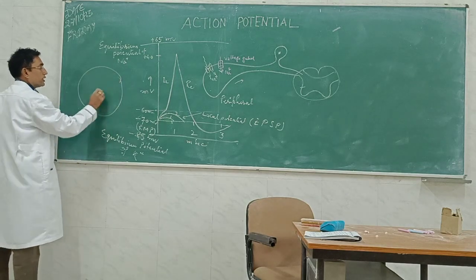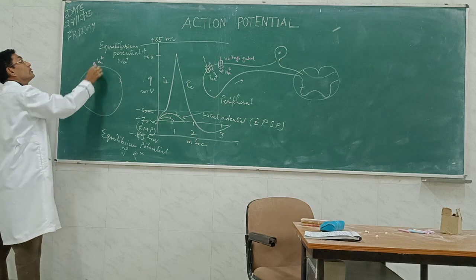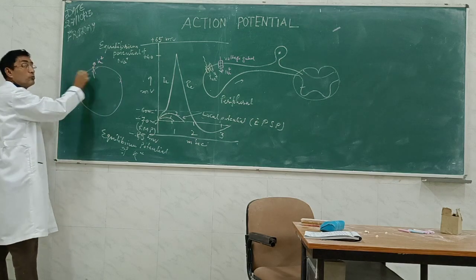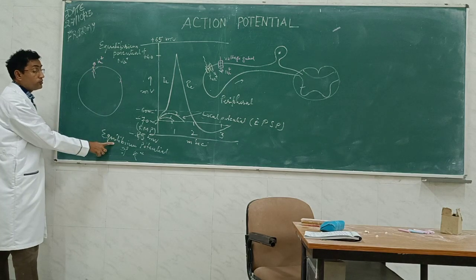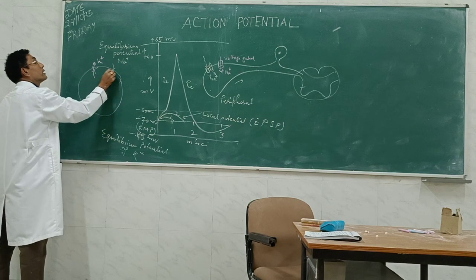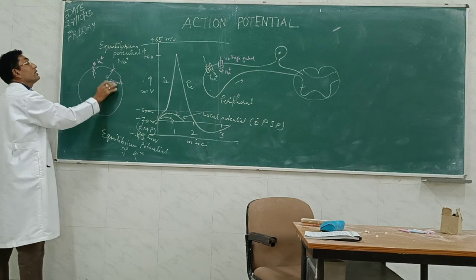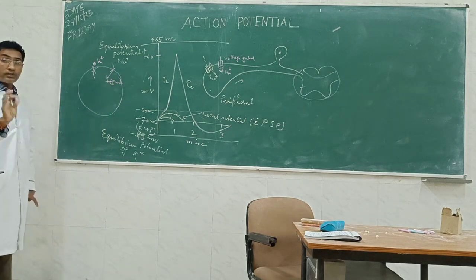If this is a cell, we are talking about the equilibrium potential of potassium. So there will be no movement. Potassium is generally going out, so there will be no movement of potassium at this equilibrium potential. And plus 65 millivolt is the equilibrium potential for sodium, which means at this potential there will be no entry of sodium ion.